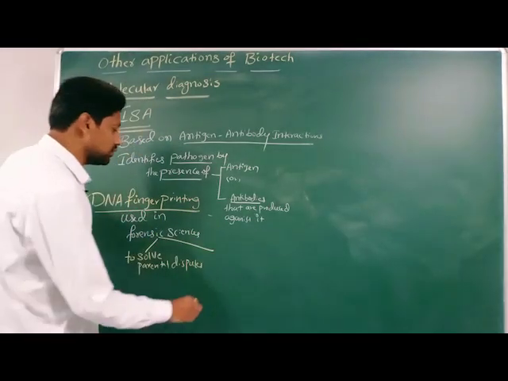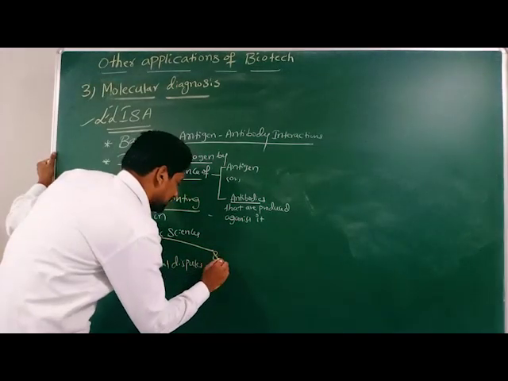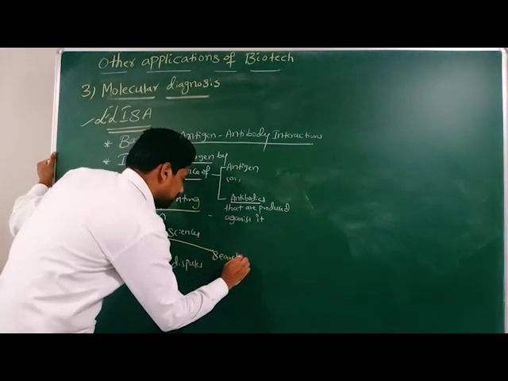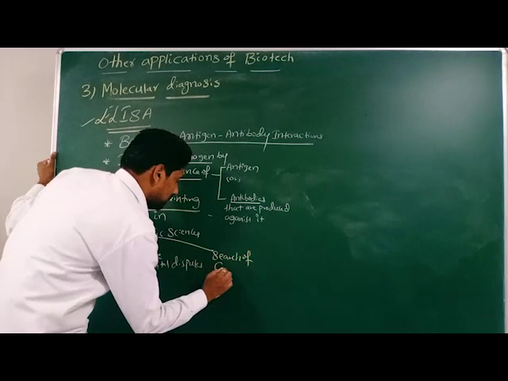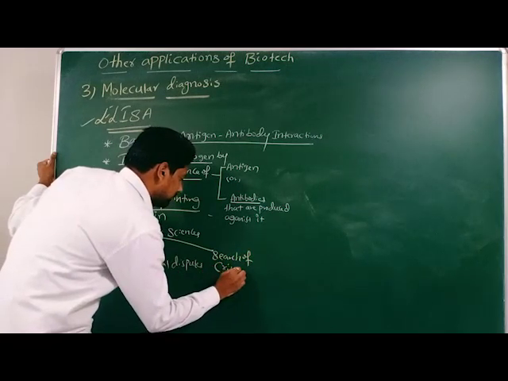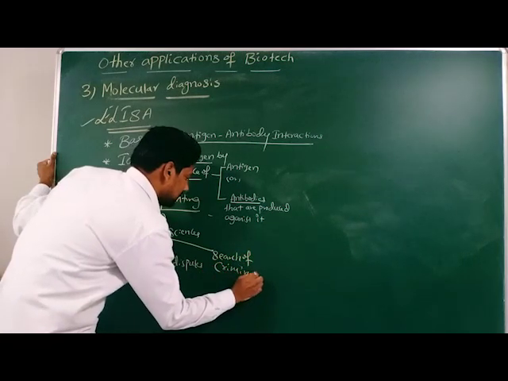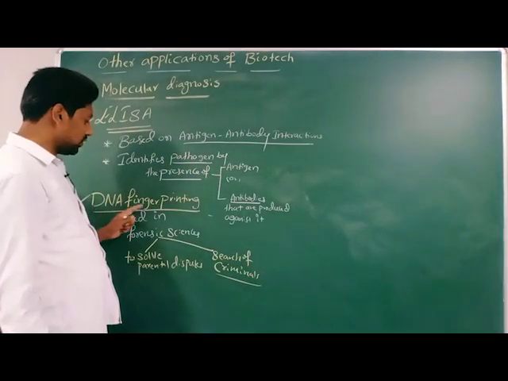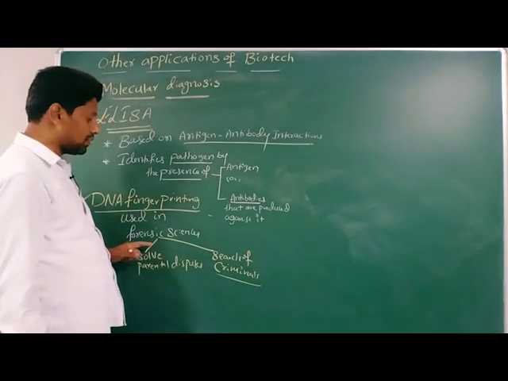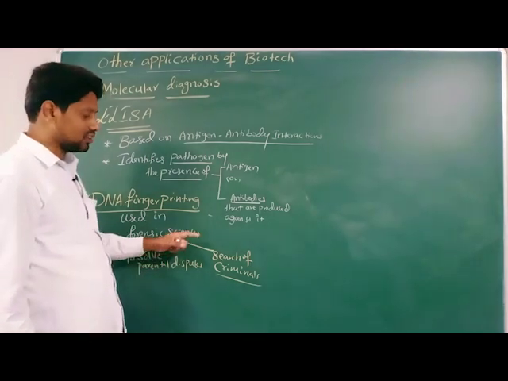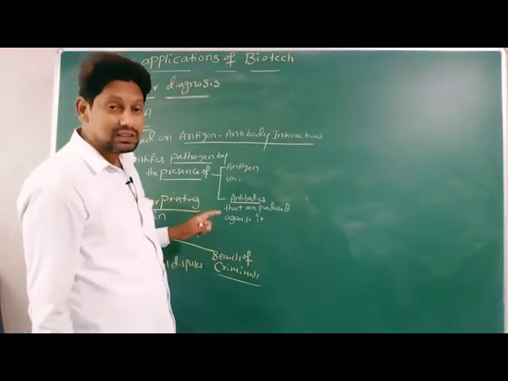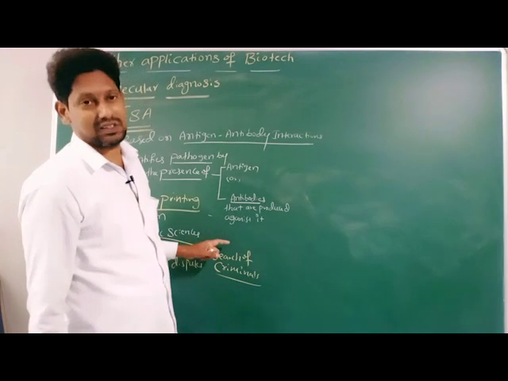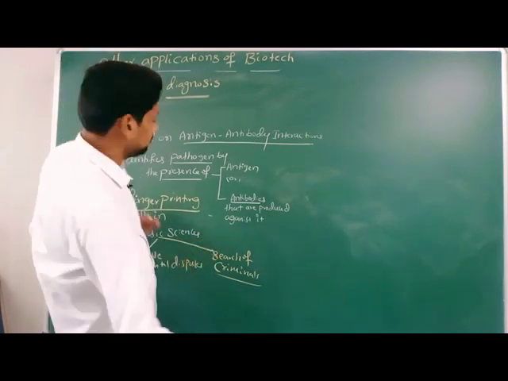It is also used for the search of criminals. Therefore, DNA fingerprinting is used in forensic sciences to solve parental disputes and for the search of criminals. Is it okay? Right?